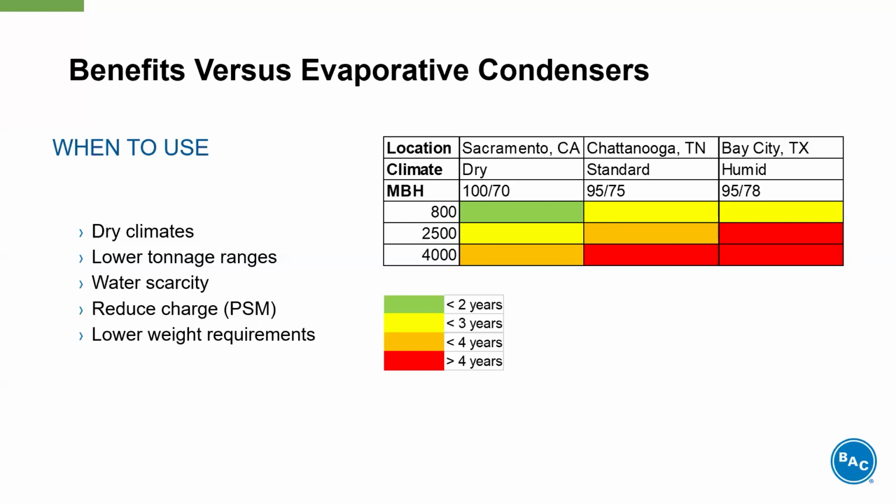When it comes to ammonia systems, the coils in an adiabatic unit have much less volume than a comparable evaporative, so we can reduce the charge and possibly eliminate some PSM requirements. And then, of course, the weight. Since we have much less water in suspension and in the basin of the adiabatic unit, the weight is going to be significantly less. So this is important, again, for retrofit opportunities or if structural steel needs to be designed.